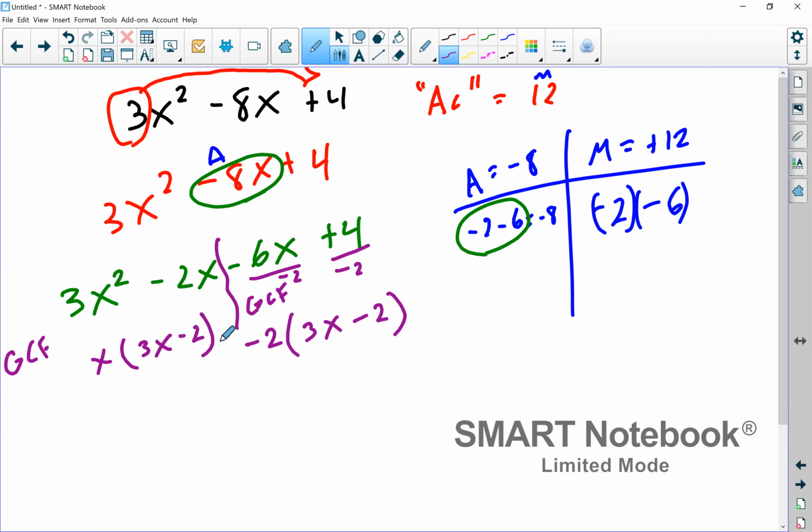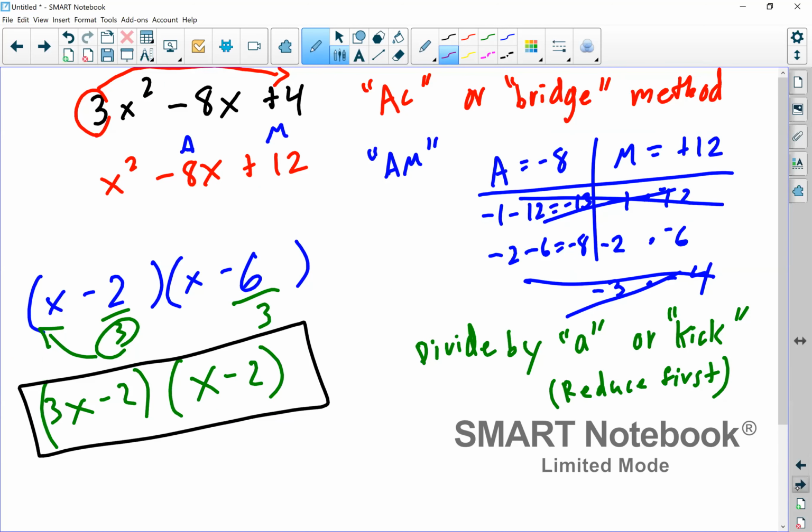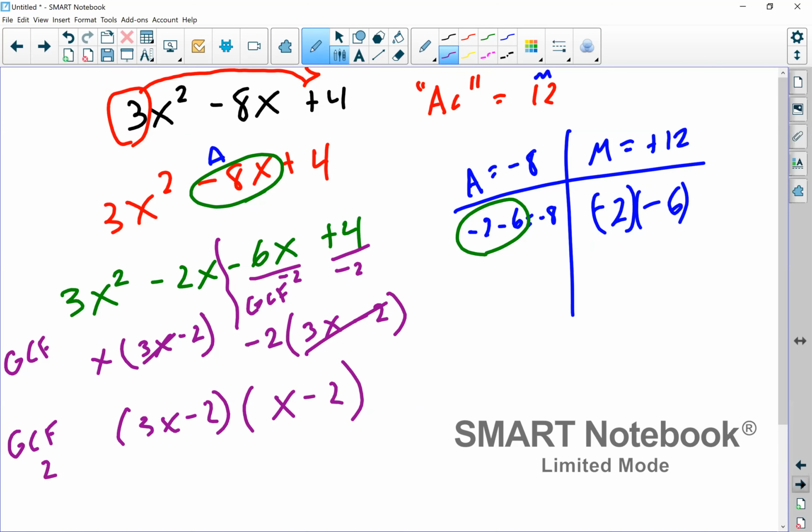Now, if you notice, in both of these parentheses, we have a 3x minus 2. So we're going to take that out, make that a GCF on its own, so it's like a second GCF. And then what's left is going to go into another parentheses, and x minus 2 is left. And we compare it to the last problem. Well, 3x minus 2 and x minus 2, they both work.